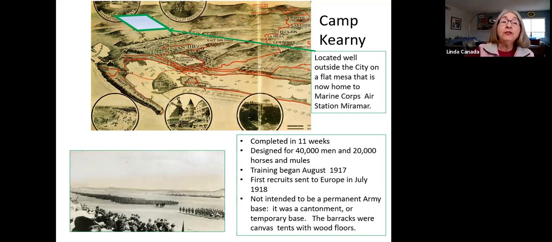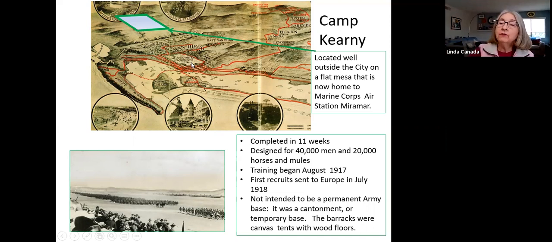Now, this was never intended to be a permanent Army base. It was what was called a cantonment, or a temporary base. What the soldiers slept in and on was a flat redwood base that sat on the ground, a little raised so that no bugs and animals could get inside. Then there were wood walls up about waist height, and finally a tent up at the top. That was where the men slept, and there were about 700 of these individual buildings.